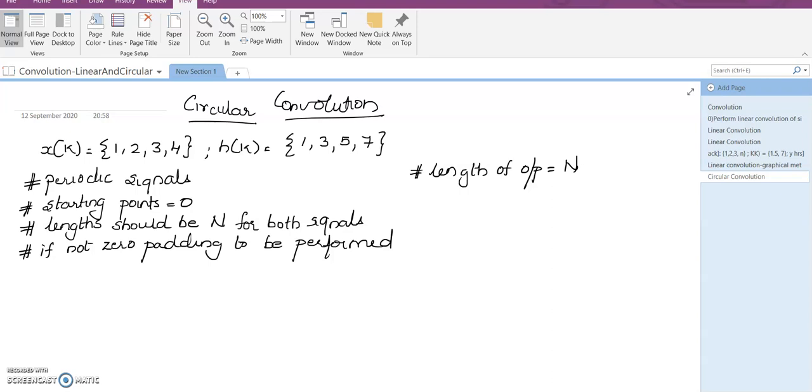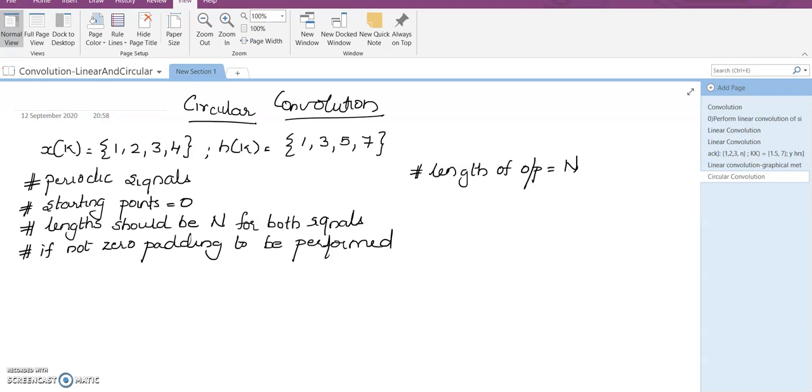As per our concept, these should be periodic signals, which means they should have N samples, spanning from 0 to N minus 1. So here capital N is 4. You can infer that x ranges from x of 0, x of 1, x of 2, and x of 3, and similarly h ranges from h of 0, h of 1, h of 2, and h of 3, meaning that they are periodic in nature.